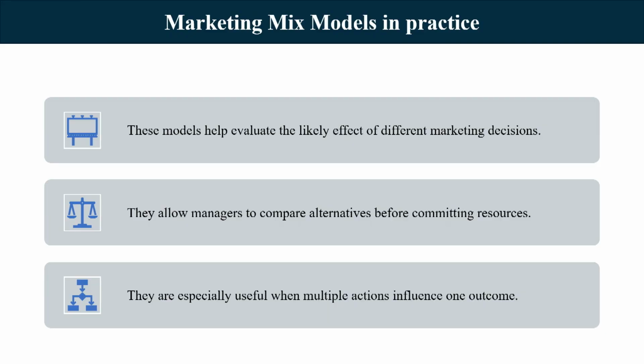These models are especially useful when multiple actions influence one outcome. In this case, multiple actions mean the change in price, the change in promotional activities, the change in distribution intensity. So, all these together will ultimately impact the outcome variable, which is the overall revenue derived from a particular product or product category by a brand.